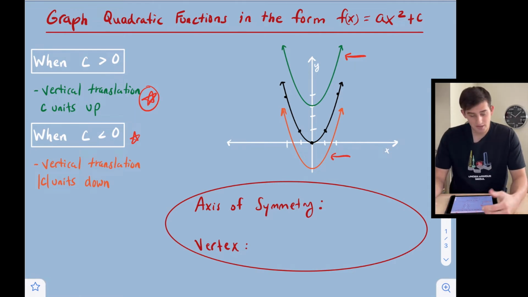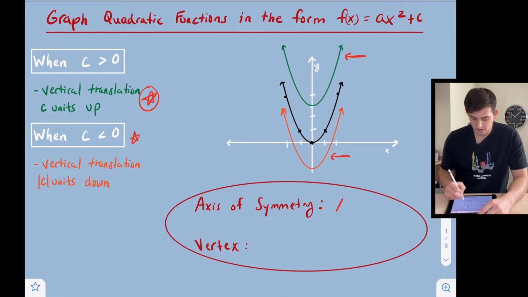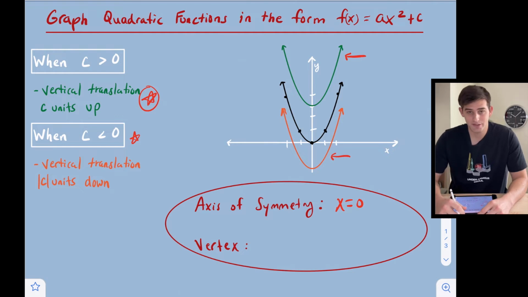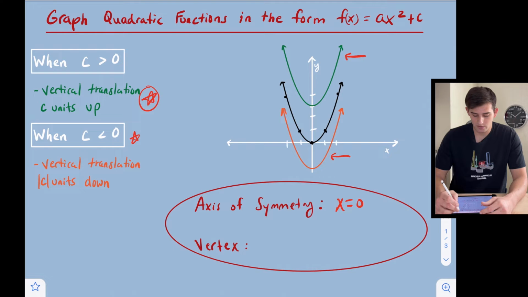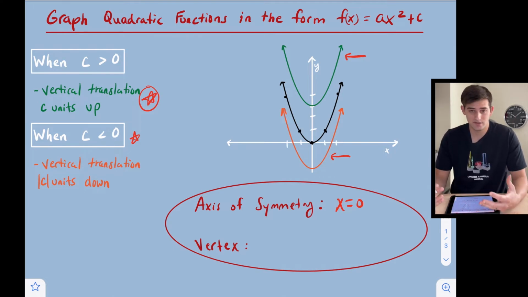Okay, so what does this do to our axis of symmetry, and what does it do to our vertex? Well, compared to our parent function, the axis of symmetry does not change. It's still x equals 0 because we're not moving left or right here. We're only moving up or down. So our axis of symmetry is actually still the y-axis, which is just x equals 0.